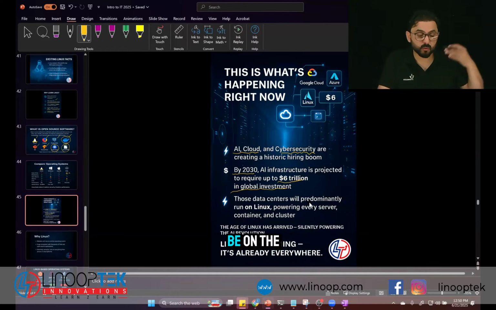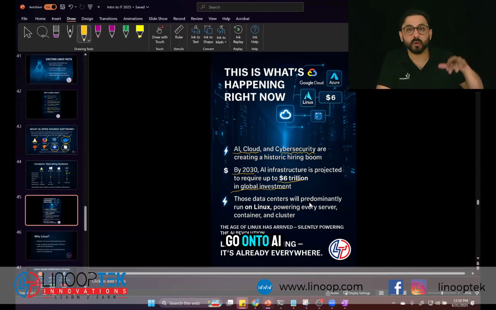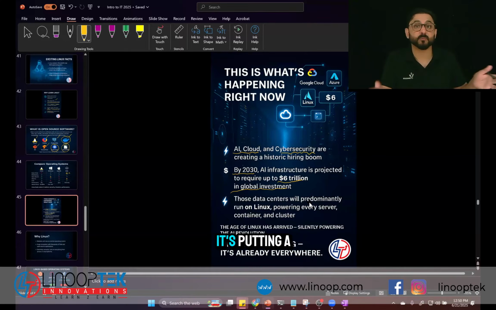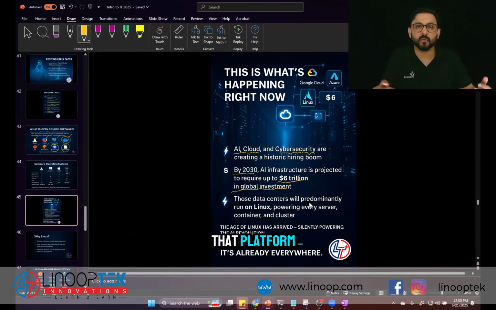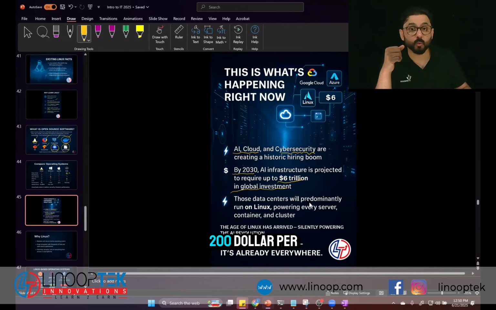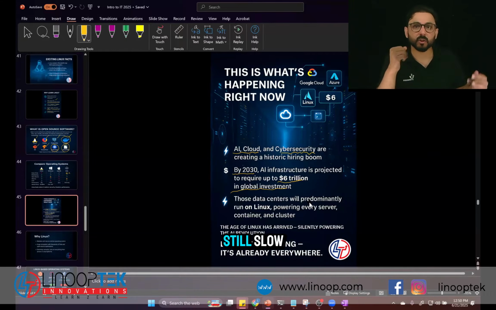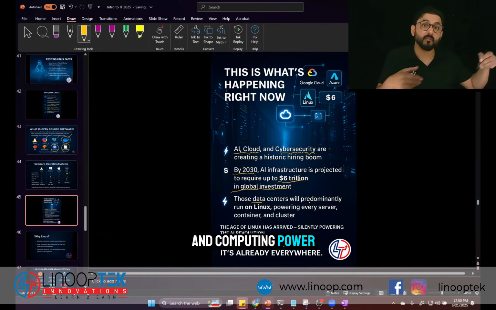You guys all want to be on the AI. The more people sign up for the AI, they need more data centers, more computing power. Every time you go onto AI, ChatGPT, Gemini, it's putting a burden on that, and it's thousands of servers running that platform. They need to expand that. Right now, it's slow. I don't know about you guys, but I pay $200 per month for ChatGPT. It is still slow, because they need more computing power, and computing power is basically more data centers, more servers.